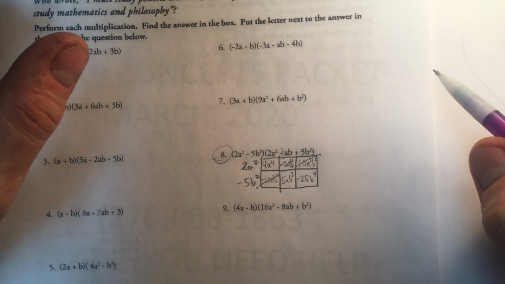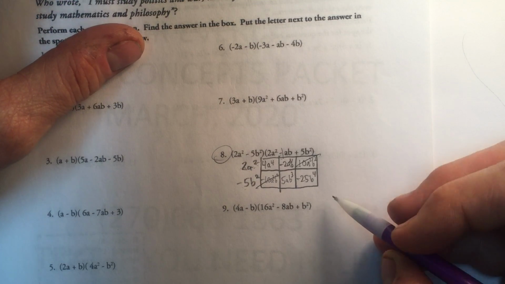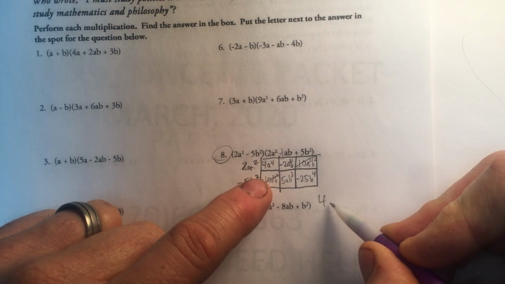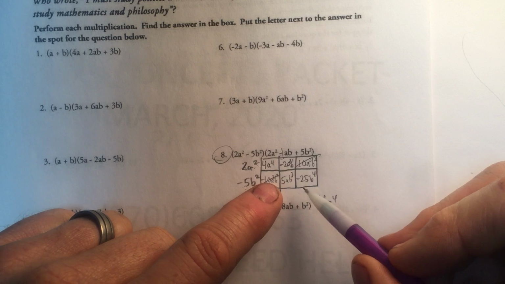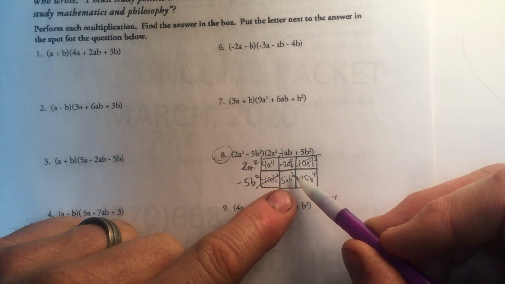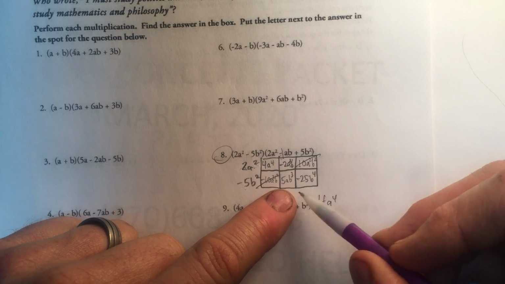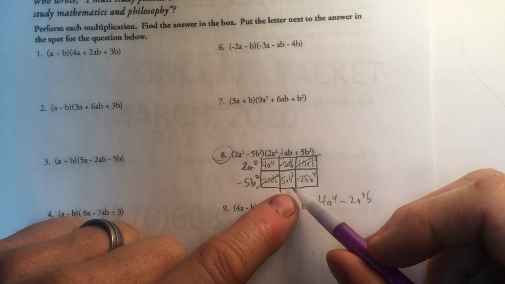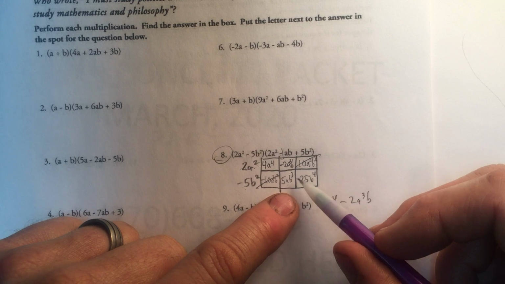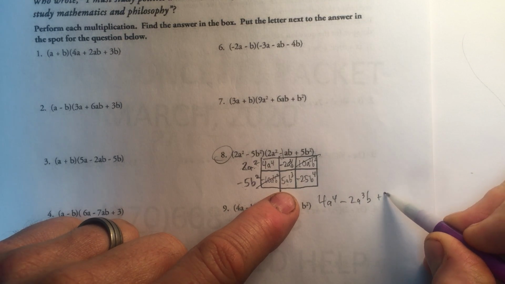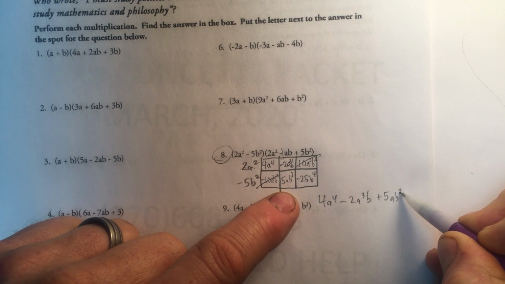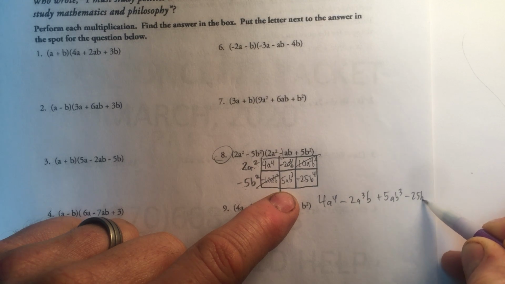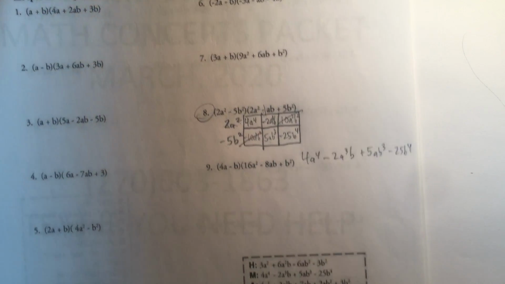Okay. And so it looks like I've got 4a to the 4th. And I've got this a to the 3rd b. It don't look like it goes with anything. So minus 2a to the 3rd b. And I've got this a and b to the 3rd. Don't have any that go with that. So plus 5a b to the 3rd, and then minus 25b to the 4th. So there's my answer there, okay?